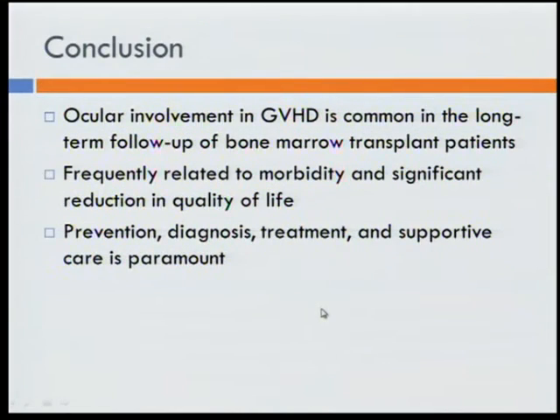So in conclusion, ocular involvement with graft versus host disease is a common long-term problem we see in bone marrow transplant patients. I think as clinicians, even if you are not primarily a corneal specialist, you'll be seeing these patients in your practice, and it's important because sometimes the ophthalmologist is the clinician who diagnoses chronic GVHD. This can lead to frequent morbidity and significant reduction in quality of life for these patients, and aggressive treatment of dry eye and interaction with the bone marrow transplant team is paramount to get success in these patients.